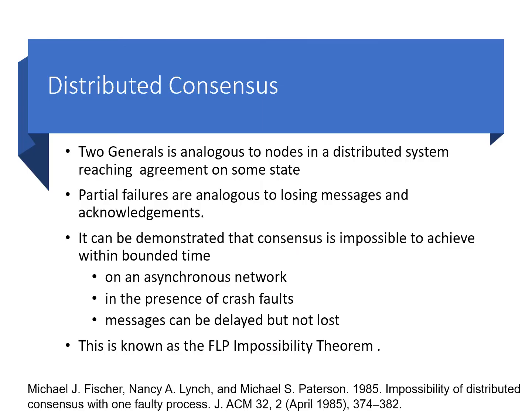The two generals problem is analogous to two nodes in a distributed system wishing to reach agreement on some state, such as the value of a data item that can be updated at either. Partial failures are analogous to losing messages and acknowledgements. Messages may be lost or delayed for an indeterminate period of time, the characteristics of an asynchronous network as I described earlier in this lesson. In fact, it can be demonstrated that consensus on an asynchronous network is impossible to achieve within bounded time. This theoretical result is known as the FLP Impossibility Theorem.